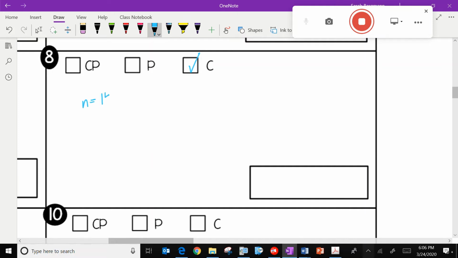N is equal to 14 since there's 14 to choose from. R is equal to 5 since that's how many he is going to buy. So to find the answer, you do 14 choose 5. That gives you 2,002 different ways to choose 5 candy bars.